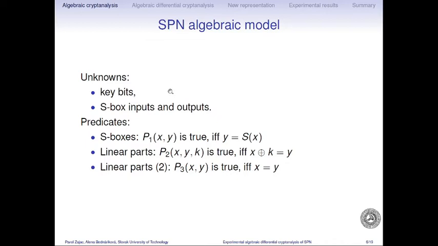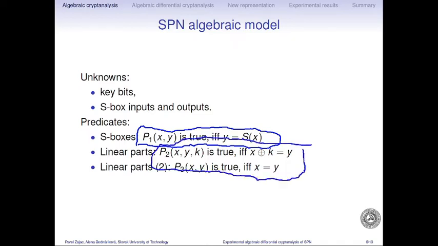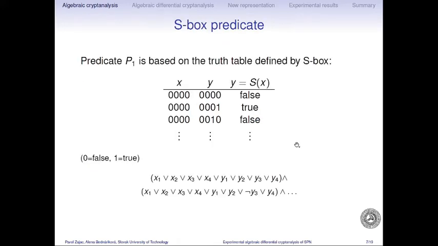Unknowns in our systems are key bits and all S-box inputs and outputs. The equations are prepared in the form of predicates. There are predicates for S-boxes, which this is the general form, and predicates for linear parts. Crucial is to model S-boxes. We based predicate P1 on the following table.